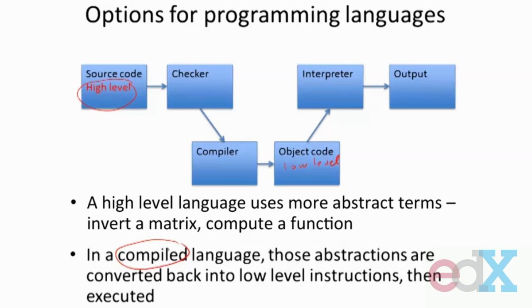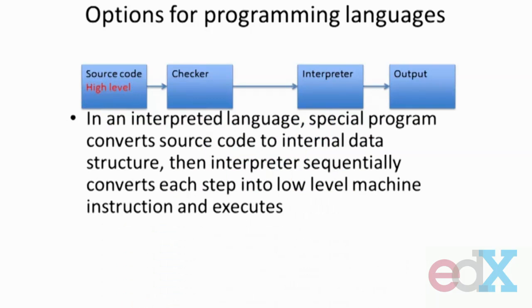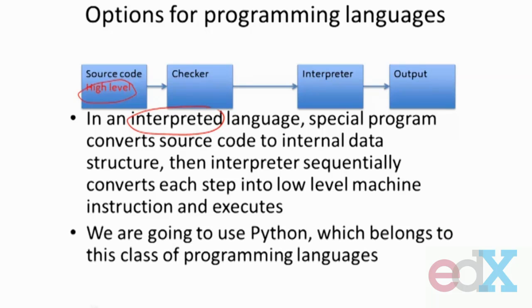It's a compiled language. There's an alternative. And the alternative is, again, to have a high-level language, run it through the checker as before, but in an interpreted language, there's a special program that converts that source code to an internal data structure and then sequentially converts each step into low-level machine instructions and executes it. That says we're going to, one instruction at a time, do the conversion and execution. And in this case, this is the kind of language you're going to use. In this course, we're going to use Python, which belongs to this class of interpreted programming languages.